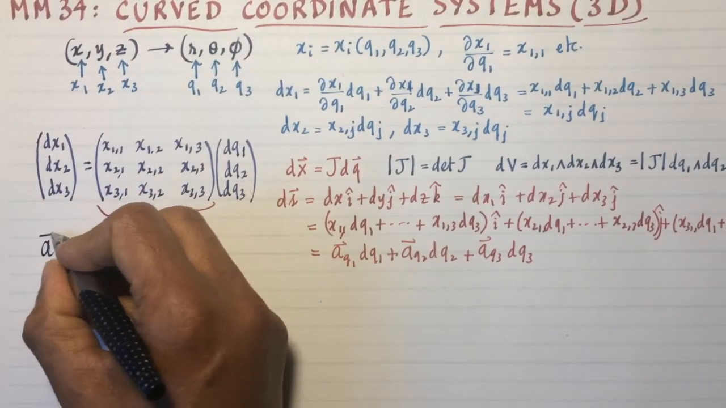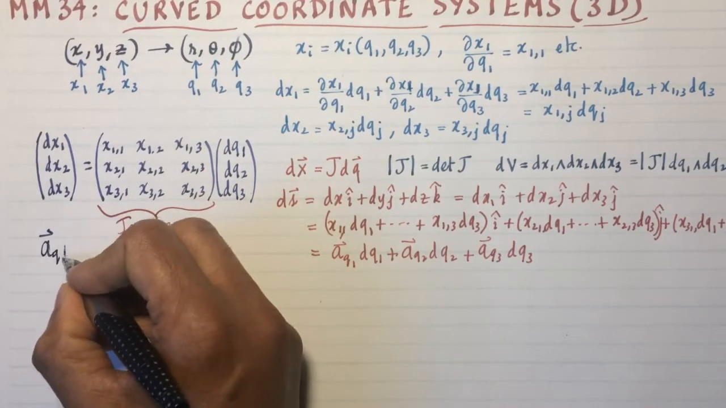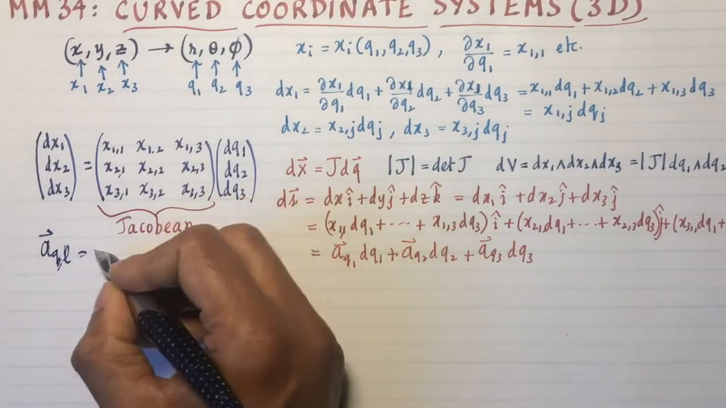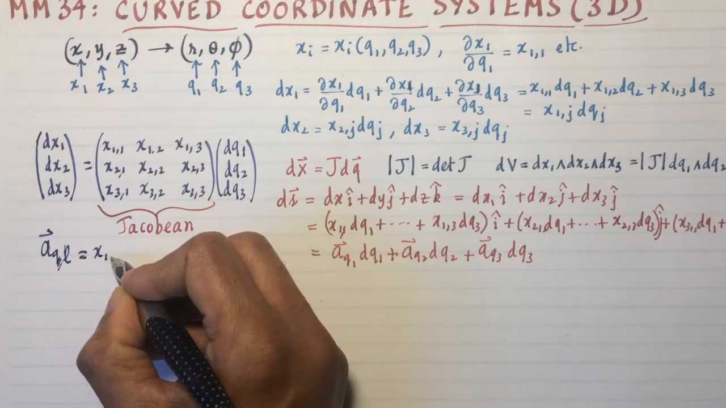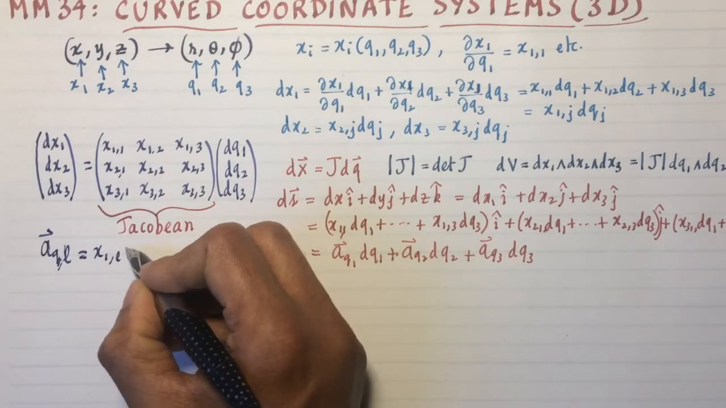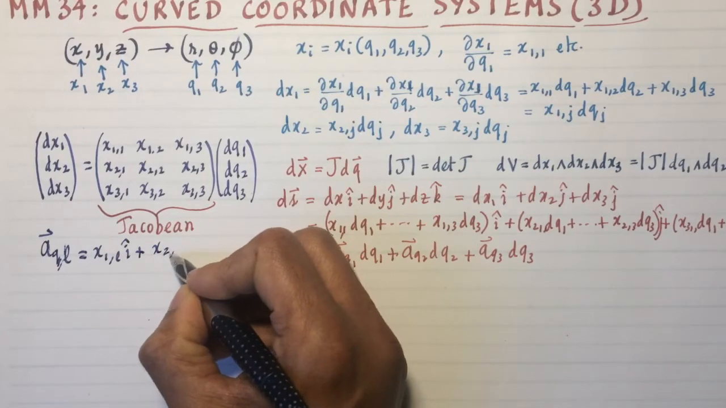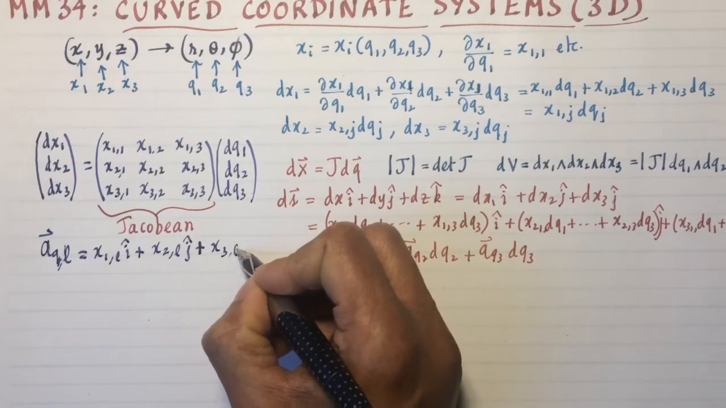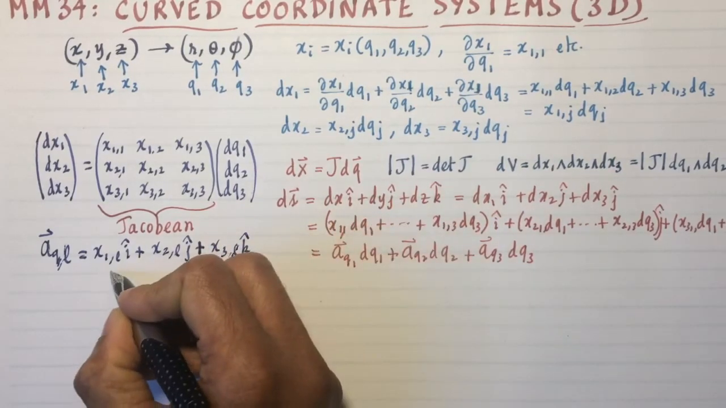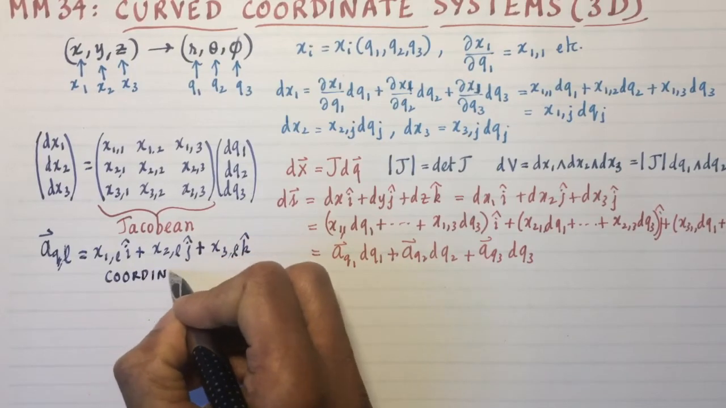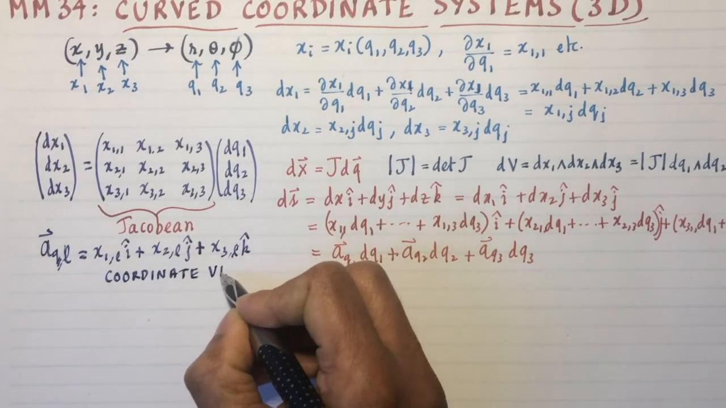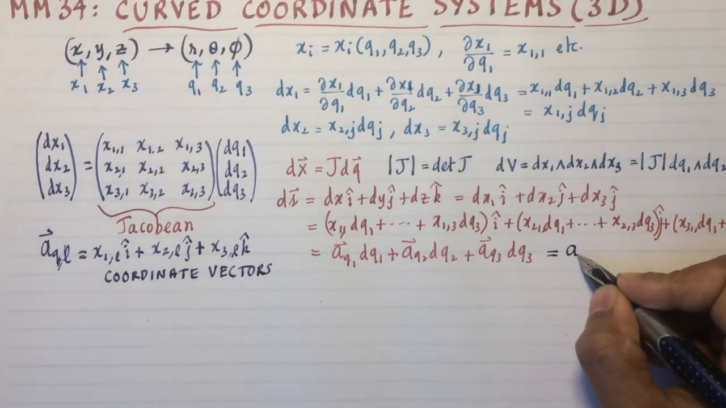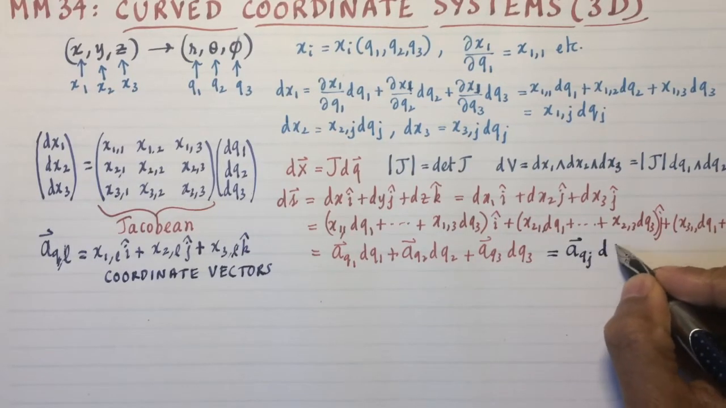So a subscript q comma l. The q just stands for the new coordinate system. Don't pay attention to that. l is the more important one. And that's equal to x1,l i hat plus x2,l j hat plus x3,l k hat. These are called the coordinate vectors. Again, in compressed notation, you can write this as a_qj dqj if you wish.